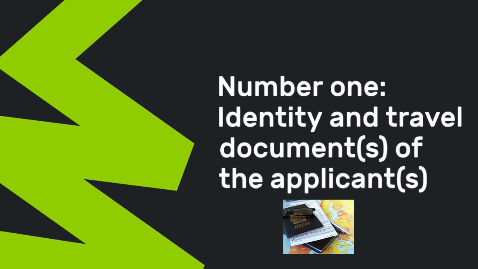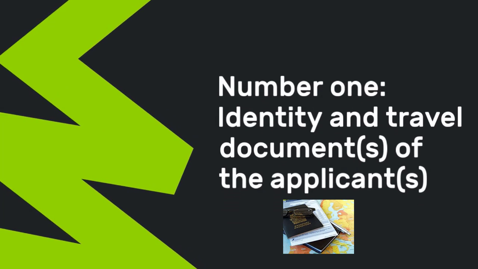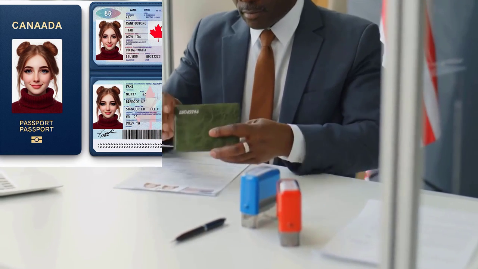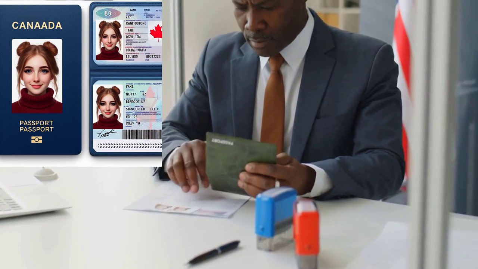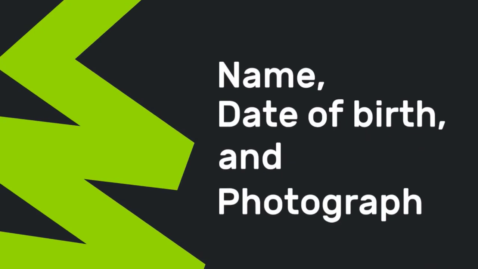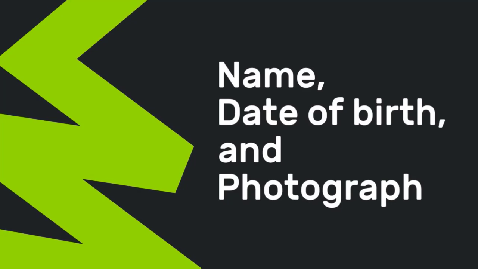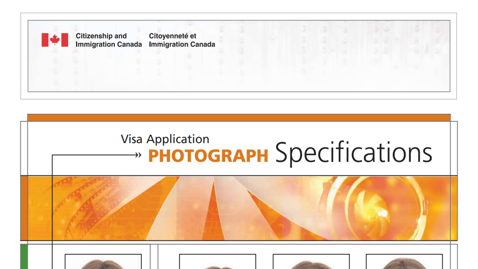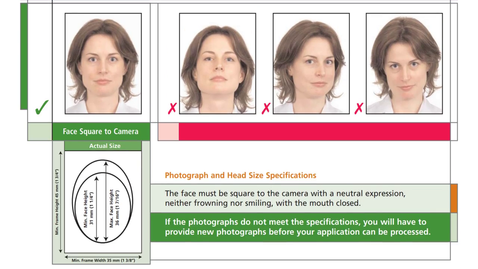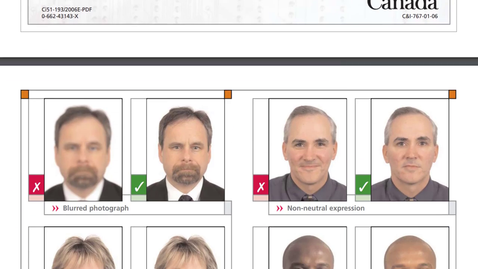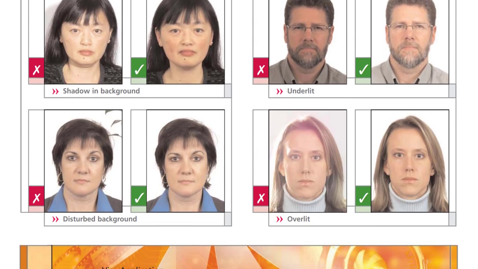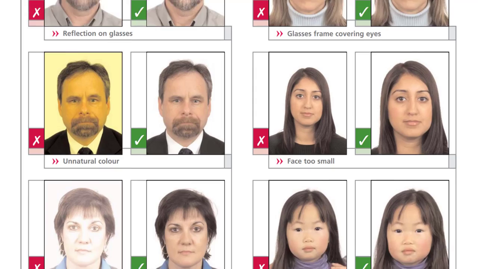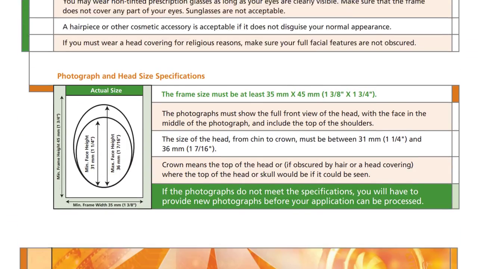Number 1. Identity and travel document of the applicant. Ensure you provide a clear copy of your passport or government-issued ID. This document must be valid and include all pertinent information such as your name, date of birth, and photograph. Number 2. Photographs. Submit 2 digital photos meeting the visa application photograph specifications. Ensure they have a white background. On the back of each photo, write your name and date of birth.